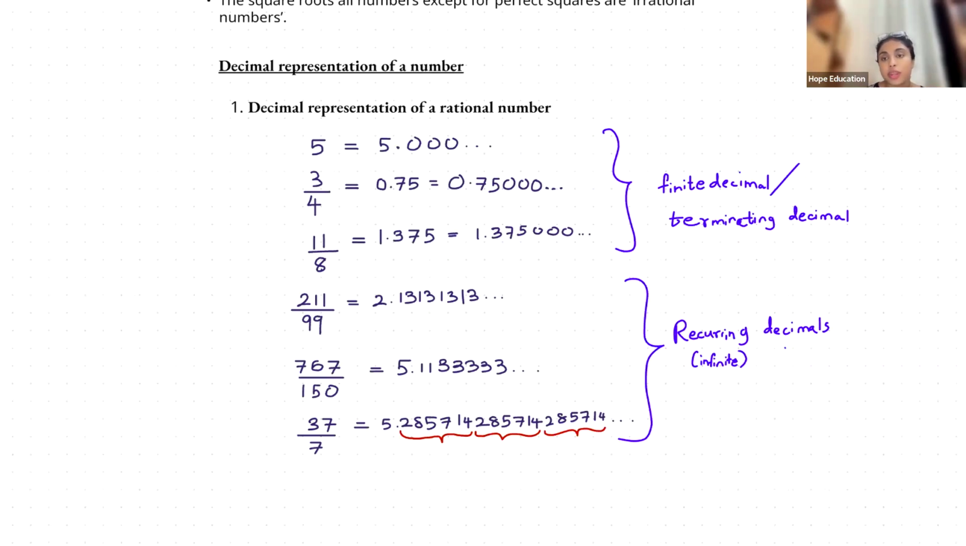If only 0 remains at the end, it's a finite or a terminating decimal. If the pattern repeats, it's a recurring decimal.